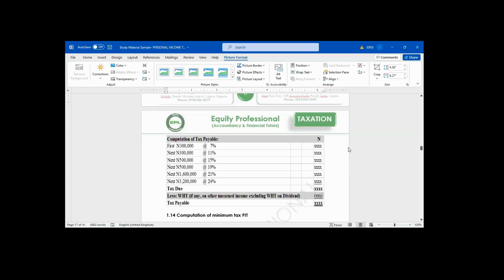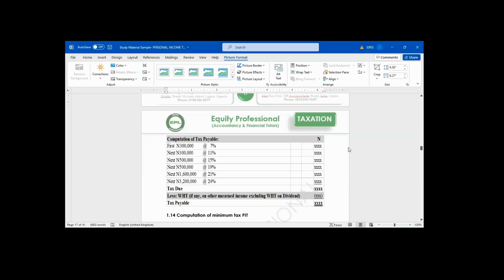First 300 will be 7%. Second 300 will be 11%. The third one, which is next 500, will now be based on 15%. So the 350,000 will be subject to 15%. I'm just asking, what rate am I going to use? We are going to use 7%, 11%, and it will end on 15%.